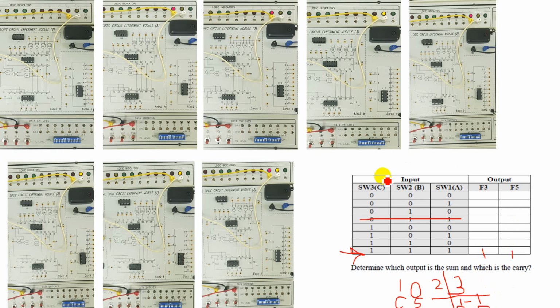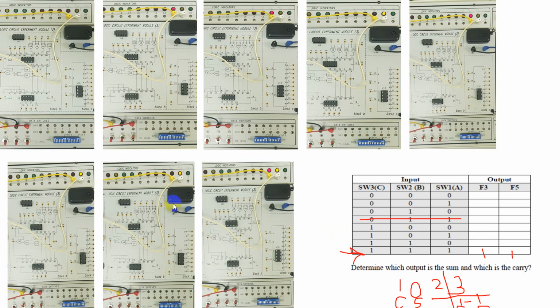Okay, so once you finish this table, you can see in which particular column you are getting the sum value. Just mark it as S, and the one in which you are getting the carry value, just mark it as carry here. Okay, so this was all about the experiment of the adders.